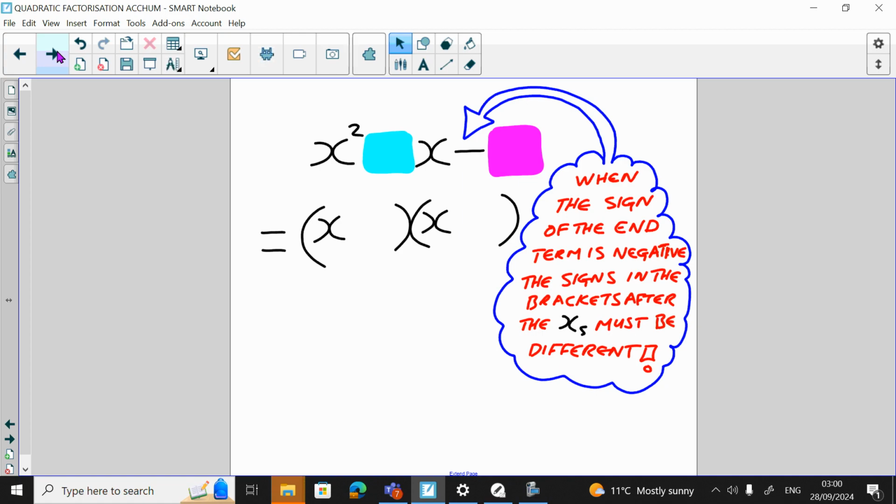The good thing about the sign being negative at the end, once you set up your brackets with your x and your x, that's always a given. In order for you to get two things to multiply to give you a negative, one must be positive and one must be negative. That is a given. And it doesn't matter in which bracket you put them. They must both be different.